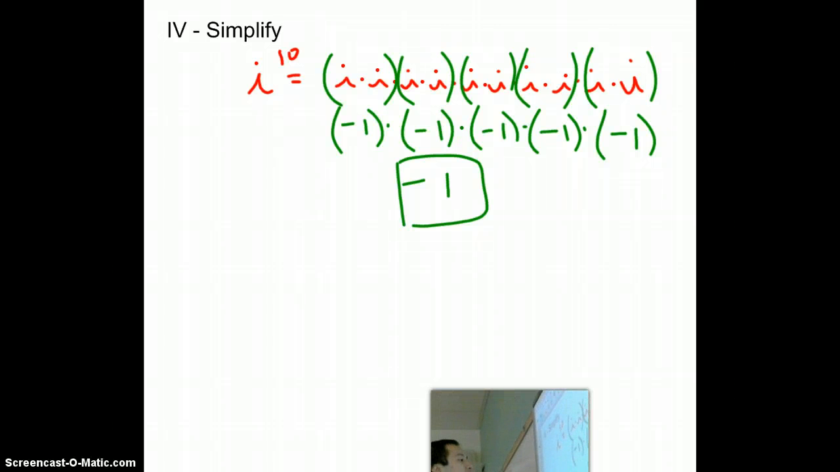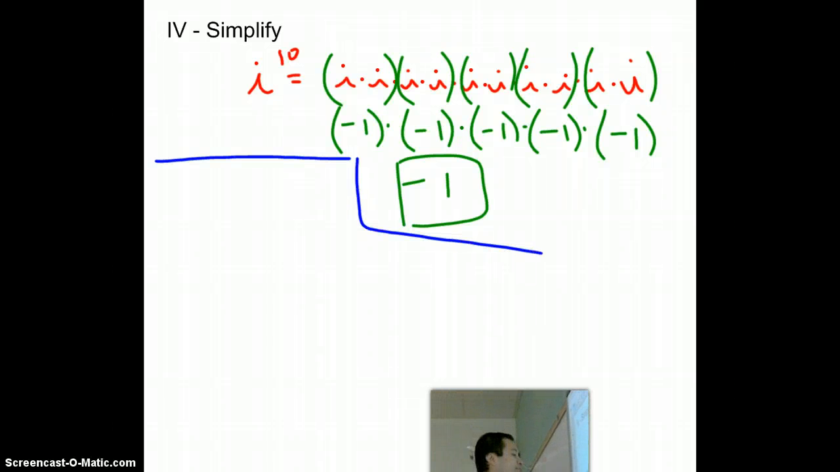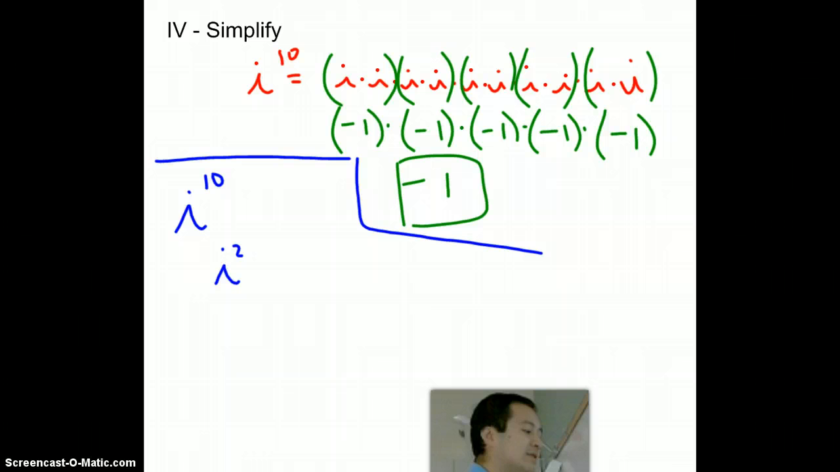Let's take a look. I'm going to show you how to do this another way. Because as the numbers get bigger and bigger, like I to the 1,000 power or 500 power, you don't want to write that 500 times or 1,000 times. That's way too much. So take a look. I squared, that's what we really care about, because I squared is negative 1. How many pairs of I's if I have 10 of them total? There's going to be 5 pairs.